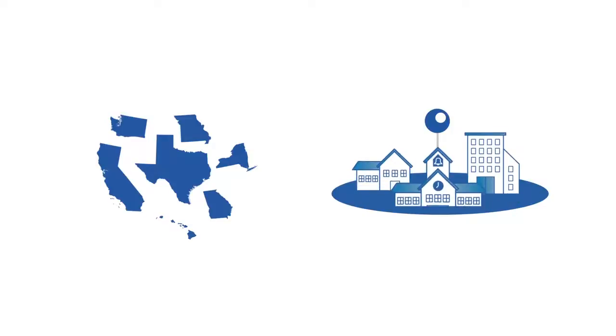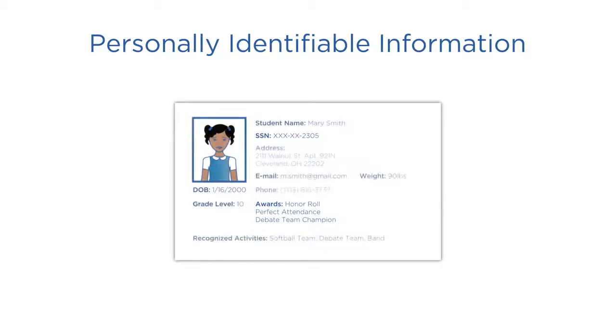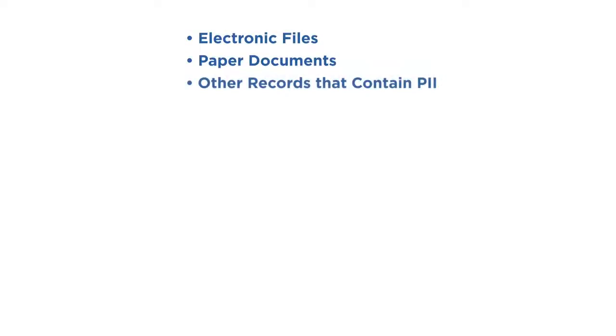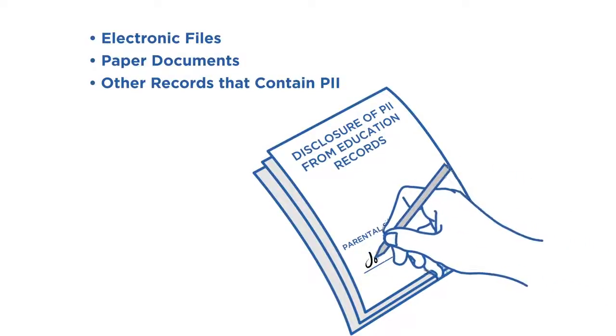In addition to FERPA, there may be state or local student privacy laws that provide additional protections. Remember, personally identifiable information in this case would be any information that alone or in combination with other information would allow a reasonable person in the school community to identify the student. The general rule under FERPA is that students' education records, which may include electronic files, paper documents, and other records that include PII, can't be shared without prior written parental consent.